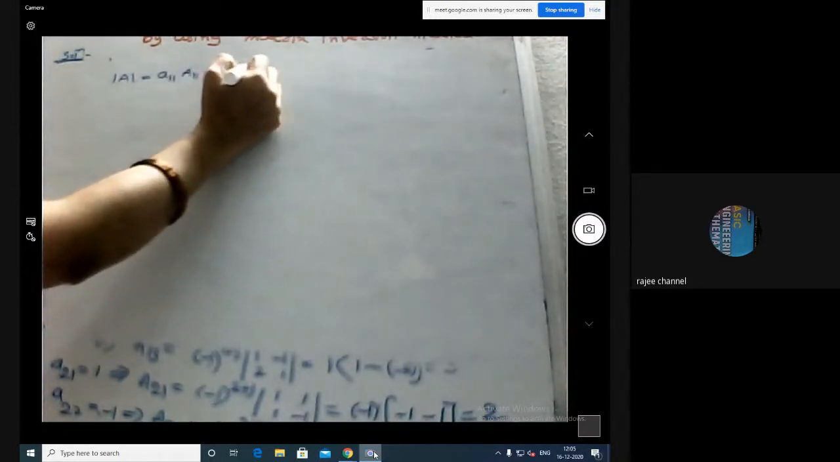So determinant A equals a11 into capital A11 plus a12 into capital A12 plus a13 into capital A13, by expansion of the first row. Okay, expansion of the first row, the formula is a11 into capital A11 plus a12 into capital A12 plus a13 into capital A13. Now we substitute the values.